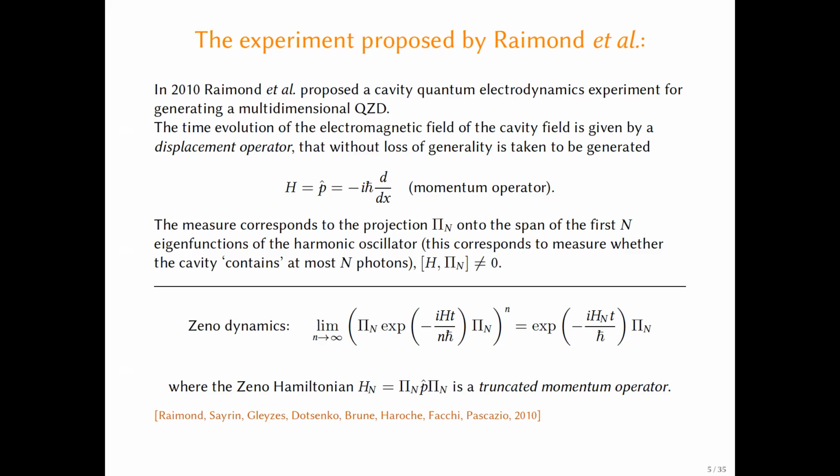Okay? So what is the Zeno limit here? Pi n is the sum of k from 1 to n of u_k in Dirac notation, where u_k are the Hermite functions, the eigenfunctions of the harmonic oscillator. And H is the momentum. So the Zeno Hamiltonian is exactly a truncation of the momentum operator in the eigenspace of the first n Hermite eigenfunctions. Okay? So this is an experimental proposal that works and that has been observed.